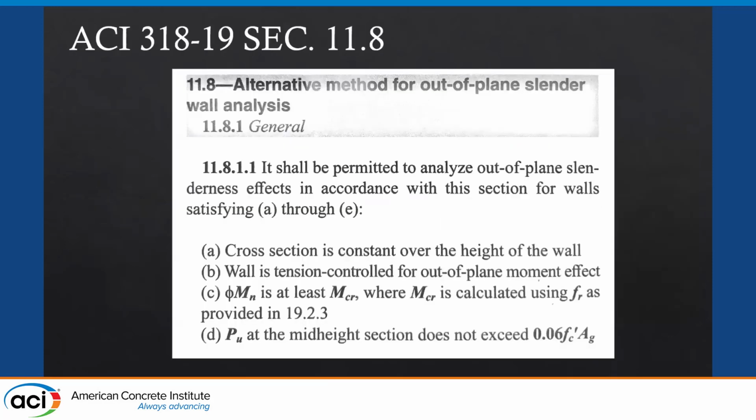So ACI 318-19 Section 11 discusses the alternative methods of out-of-plane slender wall analysis. These are the equations and calculations that I used to do my hand calculations to compare to the original testing.